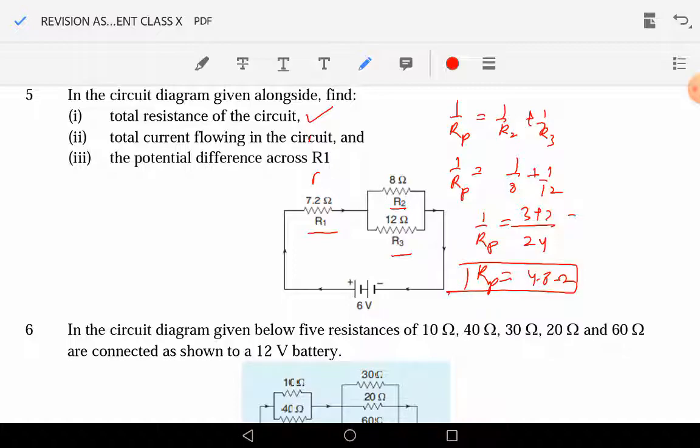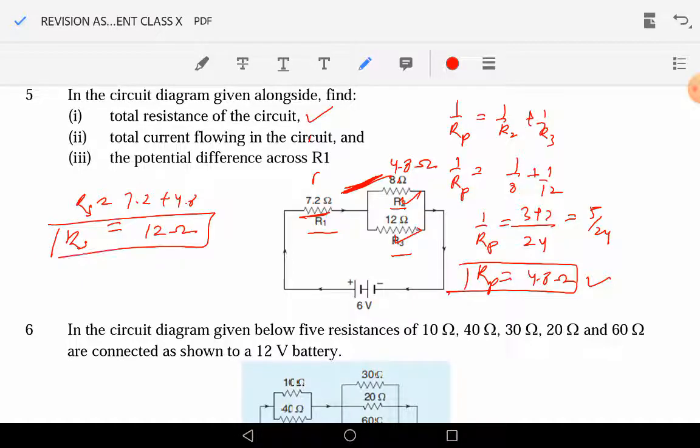Rp will come out to be 4.8 ohm once we solve it. How? 5 by 24, and then Rp will be 24 by 5, and we get 4.8 ohm. Now 4.8 ohm and 7.2 ohm will be in series with each other. So Rs will be equal to 7.2 plus 4.8, and the total resistance will come out to be 12 ohm. Okay, so this is the answer to the first part.